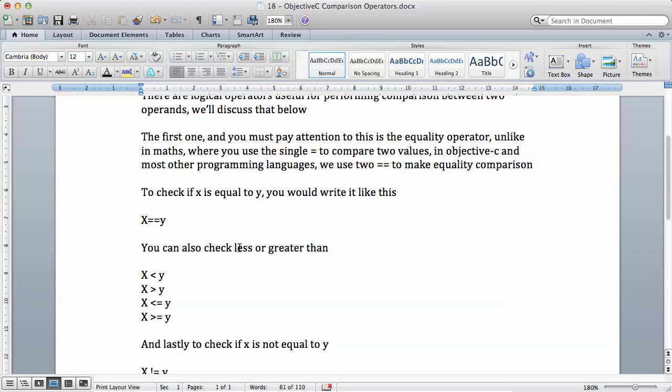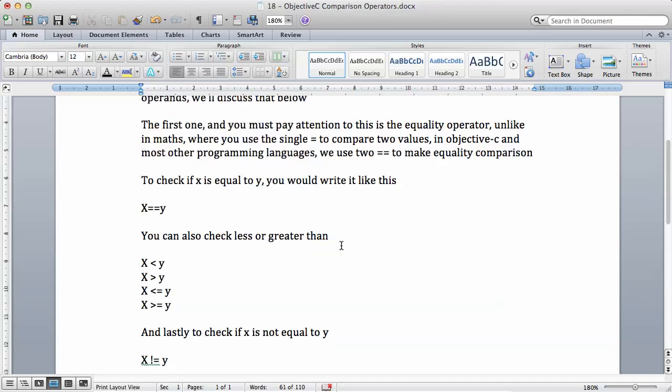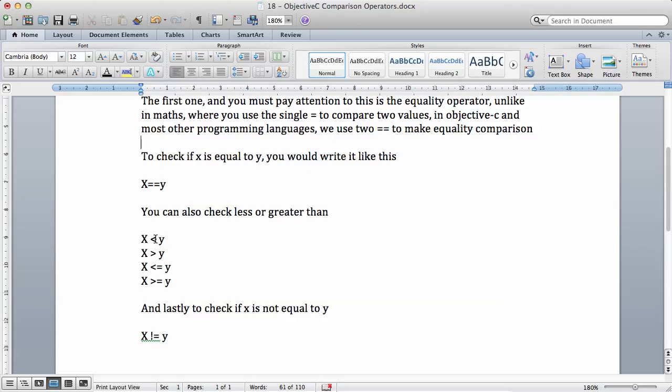You can also check if one variable is lesser or greater than the other one. So x less than y, or x greater than y, or x is less than or equal to y, or x is greater than or equal to y.